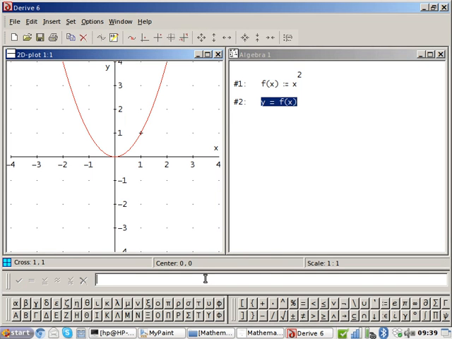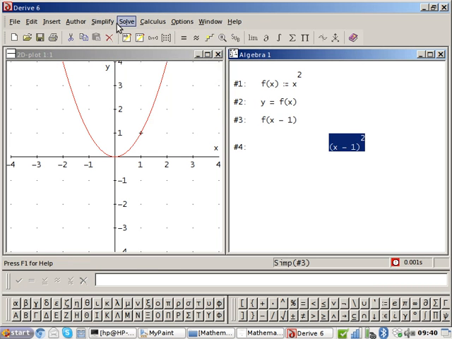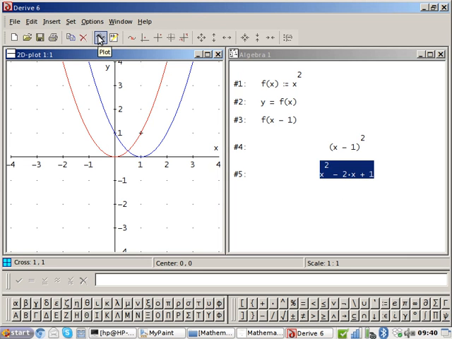Now, suppose I asked you for this graph, f of x minus 1. Well, what you could do is work that out. You put x minus 1 into here. Let's see what you get. Simplify, expand, and you get this. And then you could draw this. But you realize that you didn't have to go through all that trouble to draw a new quadratic, because there are certain rules for how the graph changes when you're doing simple changes like this.